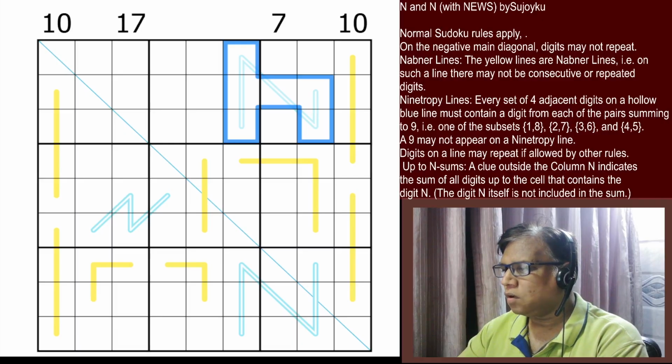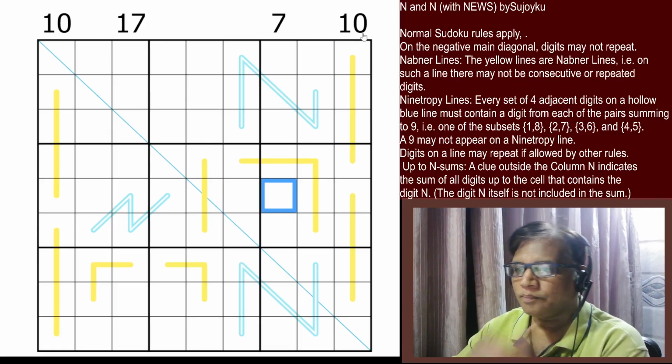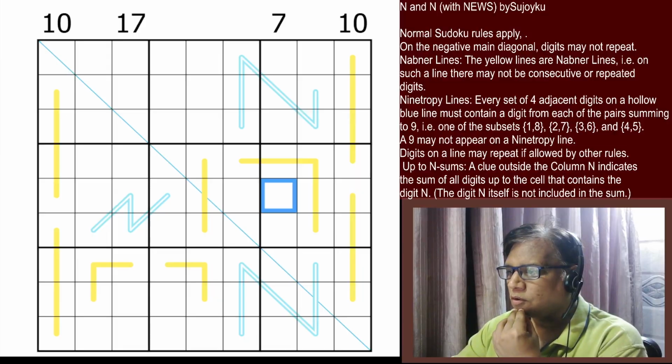A clue outside the column N indicates the sum of all digits up to the cell that contains the digit N. Oh, okay. So these lines. What this means is that a clue outside the column N.